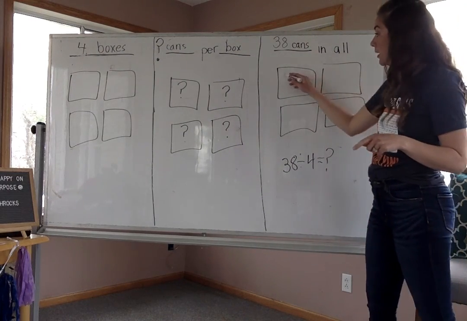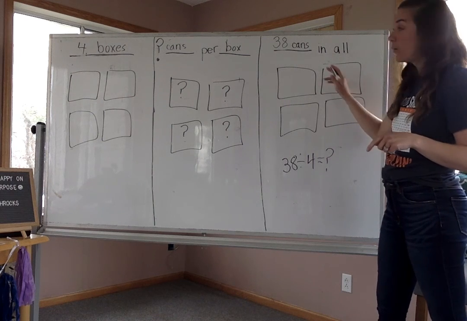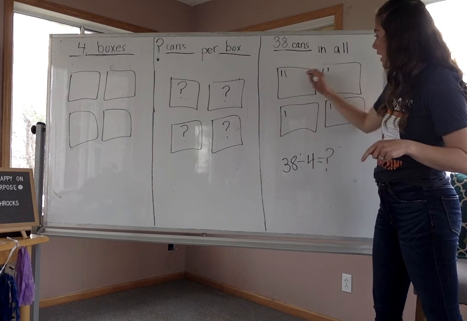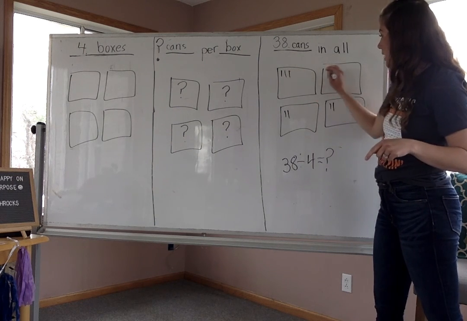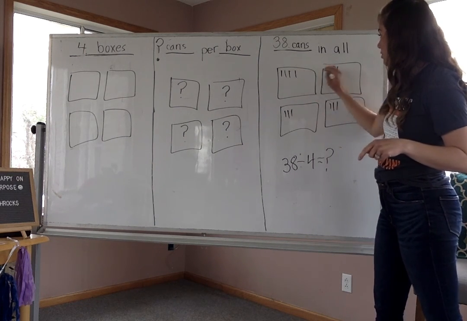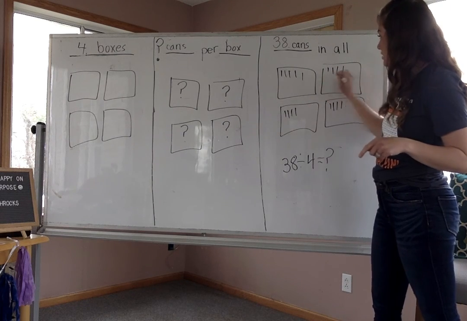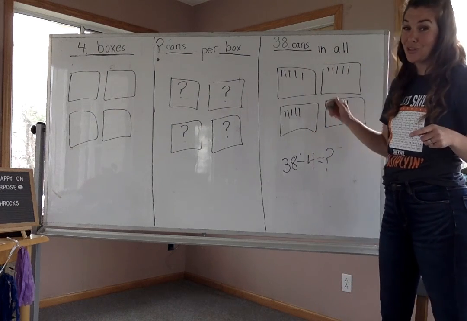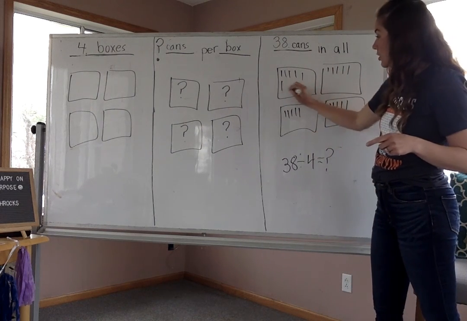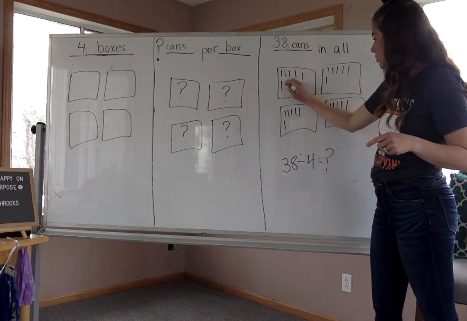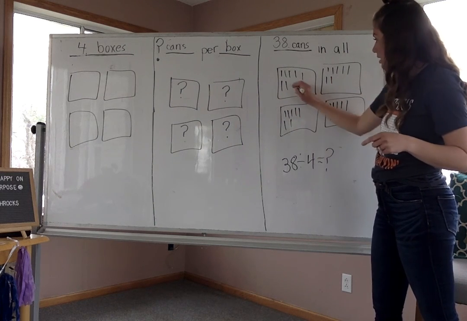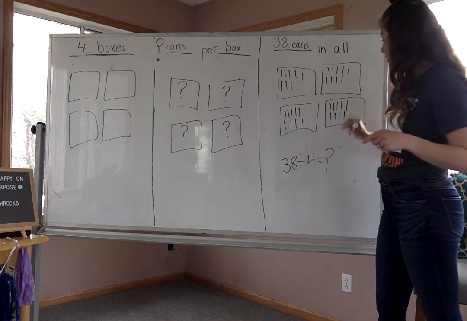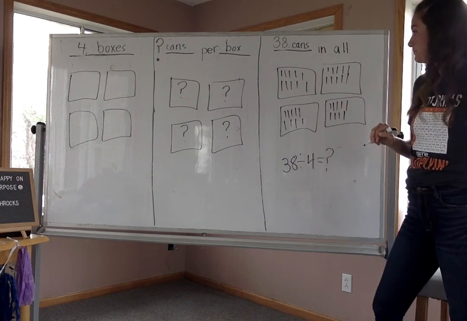All right, so here we go. I'm going to tally them into each box until I run out of cans. 1, 2, 3, 4, 5, 6, 7, 8, 9, 10, 11, 12, 13, 14, 15, 16, 17, 18, 19, 20. Again, I'll know that I ran out of cans when I get to 38. I'm at 20 right now. 21, 22, 23, 24, 25, 26, 27, 28, 29, 30, 31, 32, 33, 34, 35, 36, 37, 38.